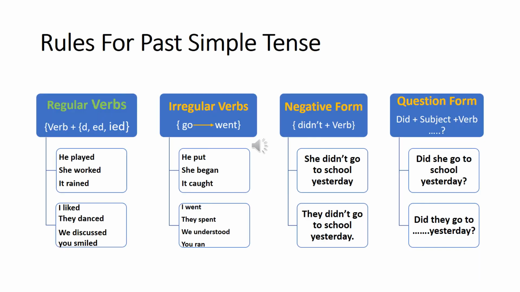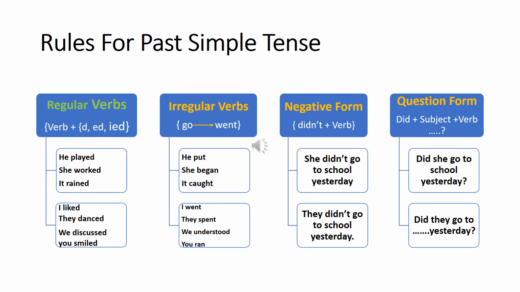Here we have the rule for the past simple tense. In the past simple tense, we will start the sentence with subject, then the verb in the past simple tense. If the verb is a regular verb, we will add d, ed, ied at the end. Like the examples we have, he played, she worked, it rained, they danced, we discussed, you smiled.